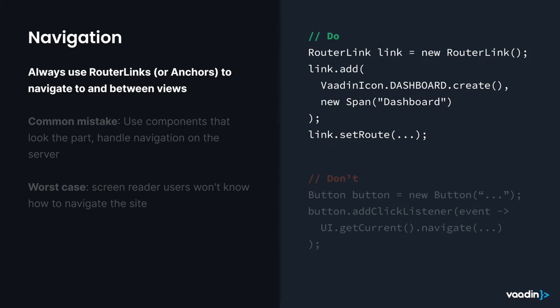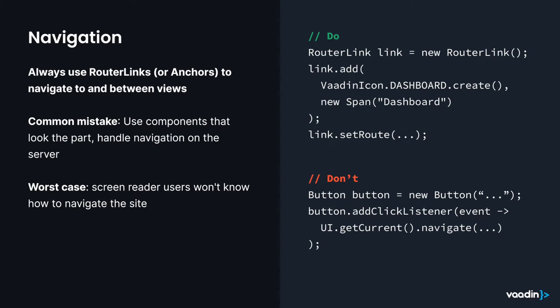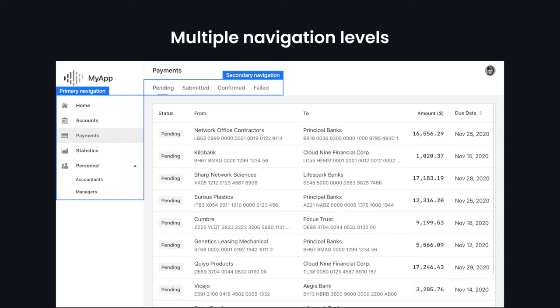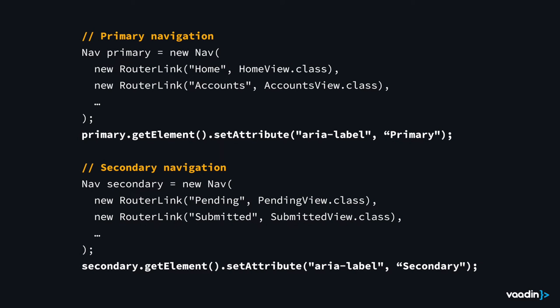When it comes to navigation, you should always use router links or anchors to navigate to and between views. A common mistake is to use whatever components look the part, add a listener to them, and then handle the navigation on the server. This is not a good approach. In the worst case scenario, screen reader users won't know how to navigate the site. While buttons are picked up by screen readers, users won't expect them to be, nor are they intended to be used for navigation, unless it's a submit button in a form. And when there are multiple levels of navigation, you should always give them names. It doesn't have to be anything advanced, you can simply state which level they're at, for example primary and secondary. You can use the aria label attribute to give navigation landmarks an accessible name. This helps screen reader users to identify the purpose of each navigation section.